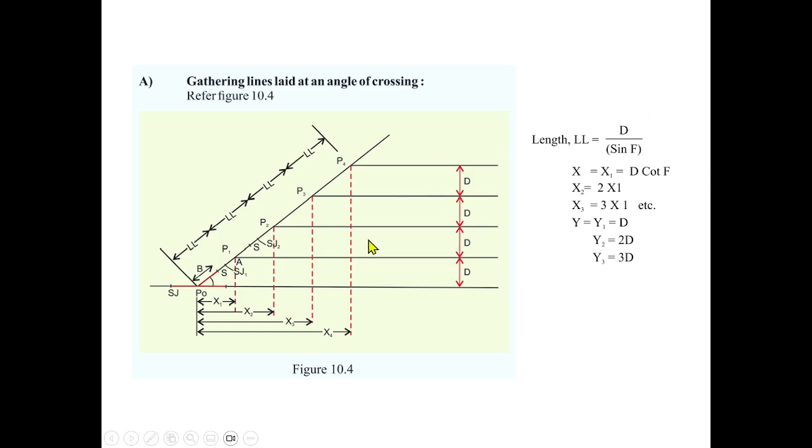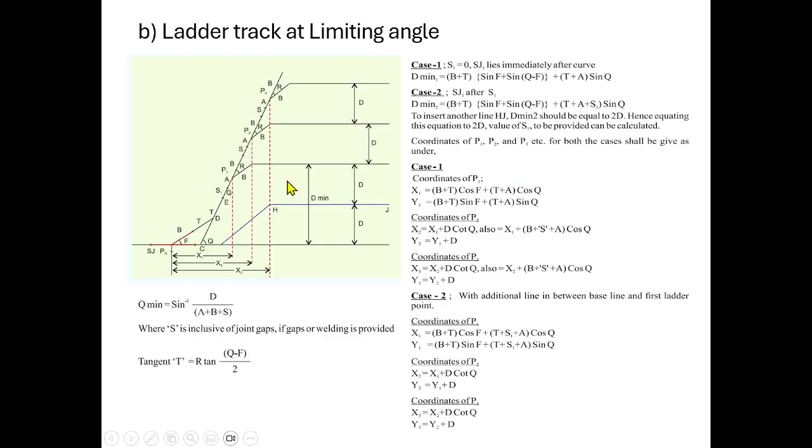This is one way of arranging your yard, the ladder track. Here, since it is so slanting, this area will be wasted, and also the road capacity, each road capacity, will be reduced slightly. So in order to avoid this wastage of space, we are slightly keeping the ladder track close to the vertical like this. This is the next type, ladder track at a limiting angle.